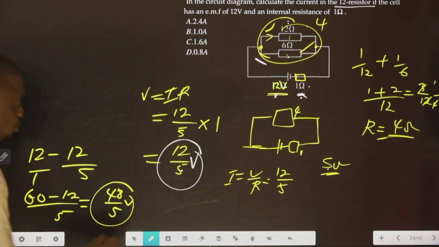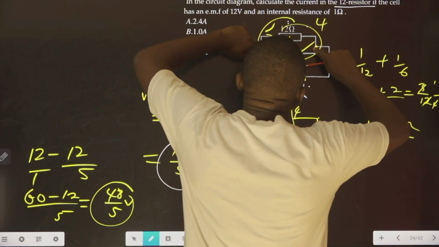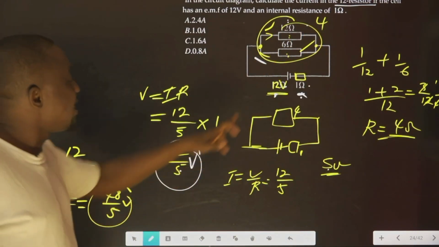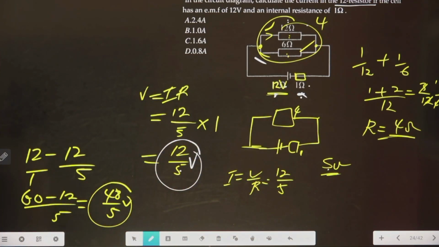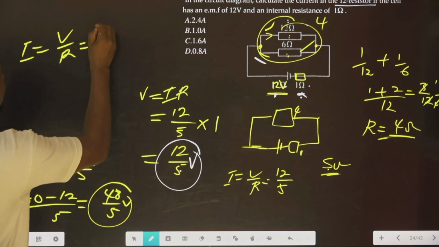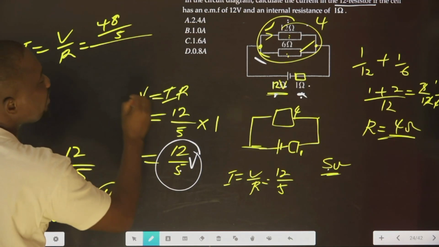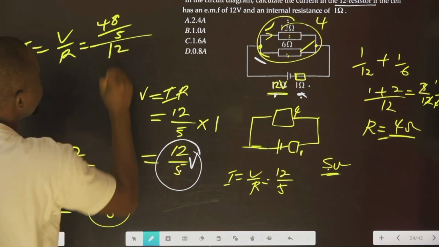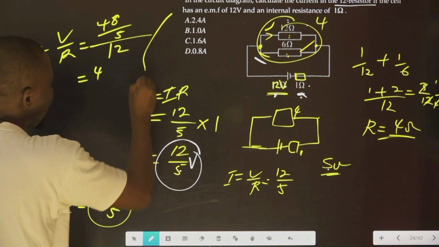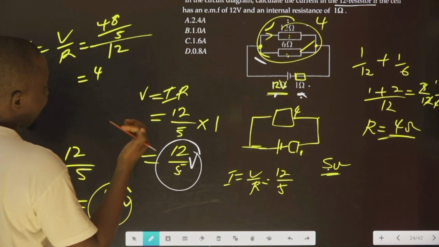So this 48 over 5 volts is for this group. Remember, when they are in parallel, they have the same voltage. It means the voltage of this 12 ohms is this, and the voltage of the 6 ohms is also this. So to get the current, which is V over R, it is 48 over 5, all over the 12. Hope I'm not too fast. I believe you have watched a lot of my videos. The reason why I'm trying to be fast is that this is like a revision class.